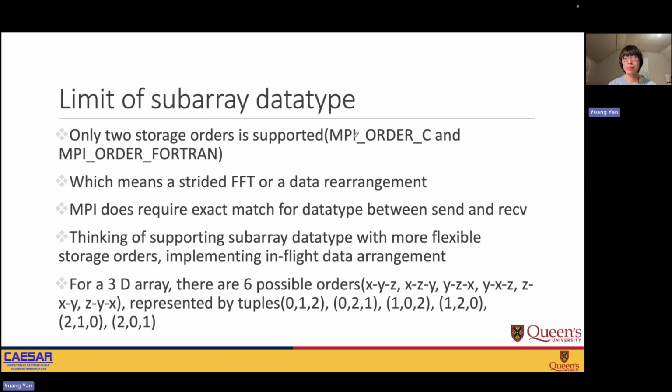Only MPI_ORDER_C and MPI_ORDER_FORTRAN are supported, and that means a structured FFT is unavoidable, because only 2 types of storage order are supported. And there's also knowledge that MPI does not require an exact match for the data type between sending and receiving functions.